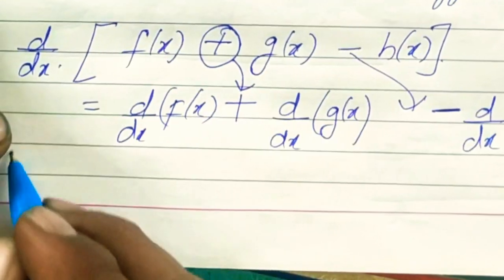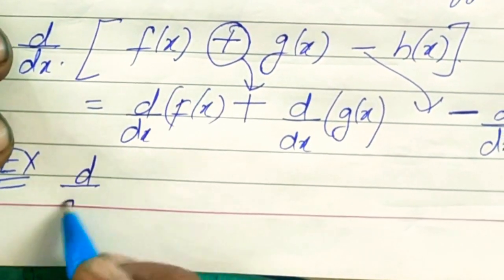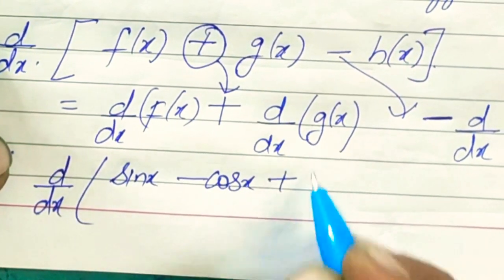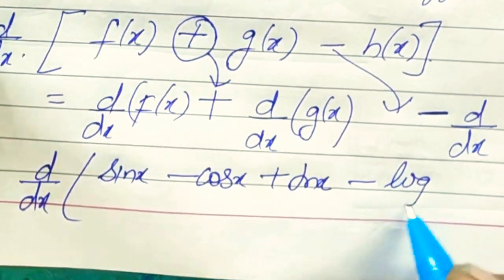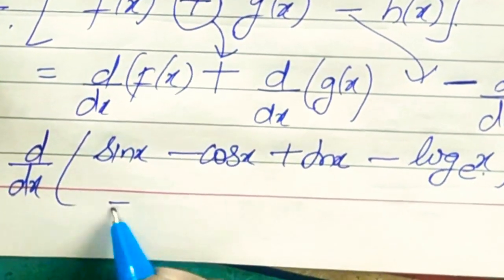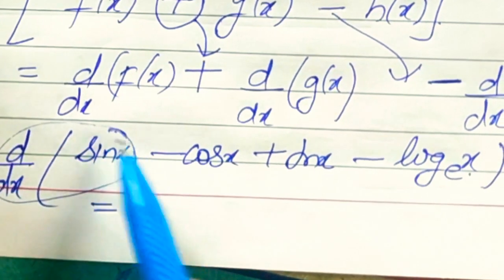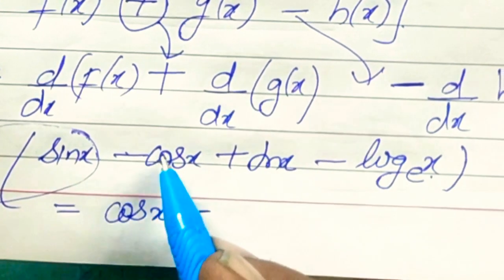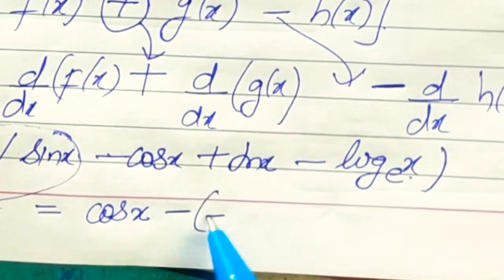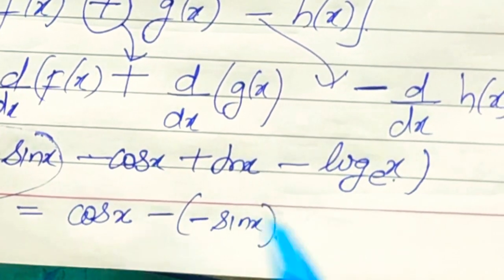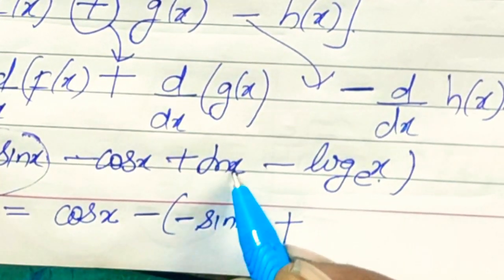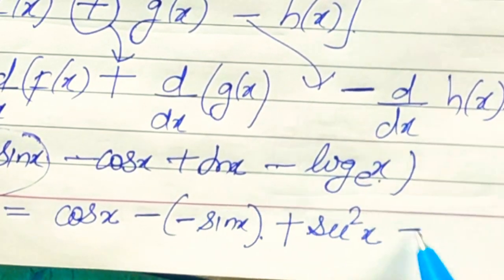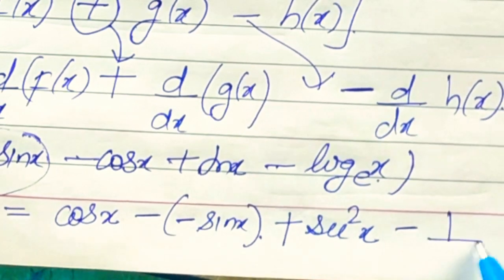For example, let's say you have a question of sin x minus cos x plus tan x minus log x. This is e. So what will be its answer? Differentiate sin x. The differentiation of sin x will be cos x. It will come with minus. Now we will differentiate cos x. The differentiation of cos x is minus of sin x. Now the sign will be plus. Now the differentiation of tan x is secant square x. Now the sign is minus, so the minus sign will come and log x will become 1 by x.